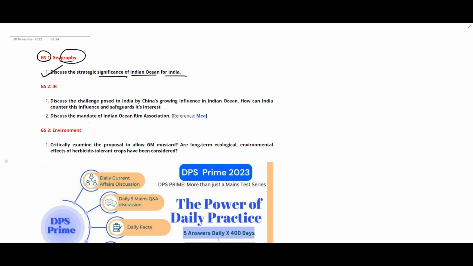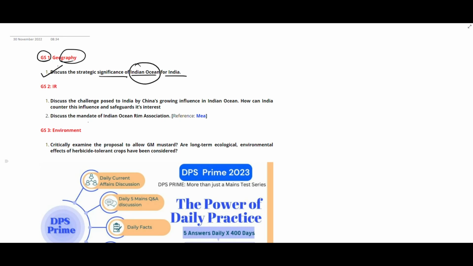Guys, recently China has held a conference on Indian Ocean, and in that conference it did not invite India. So that has created a major controversy, and there are countries who have come out and said that they did not participate in this conference. Australia, Maldives, they said that they did not participate. So it has created a lot of issues around this topic of Indian Ocean.